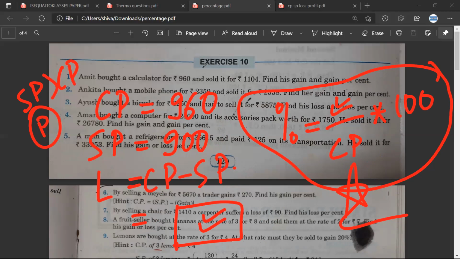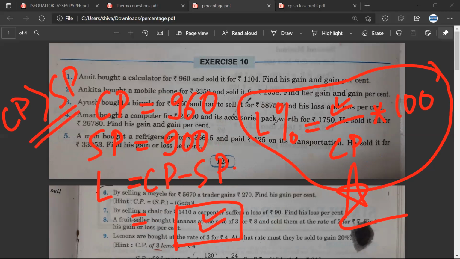And I'll say that my CP is more than SP. And the simple loss percent formula that you want is that loss again is this loss divided by the cost price into 100. Aryaman, is it okay? Yeah.